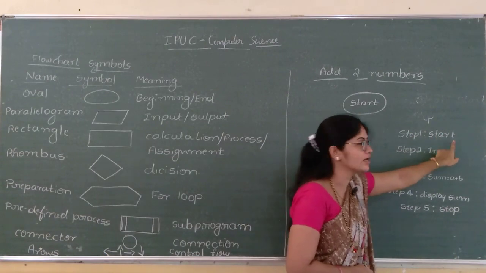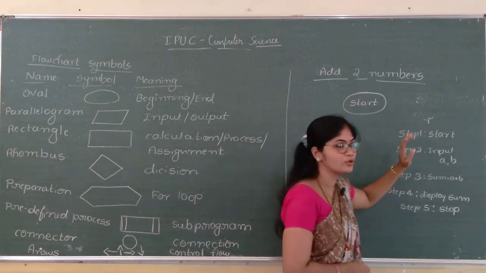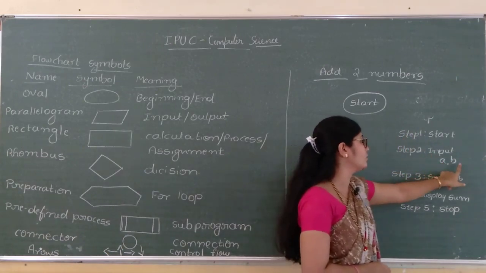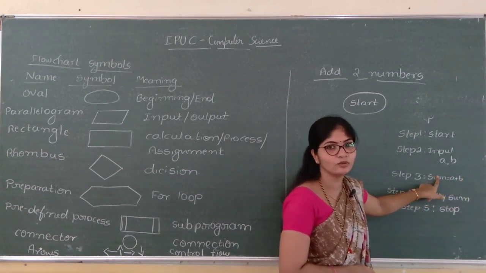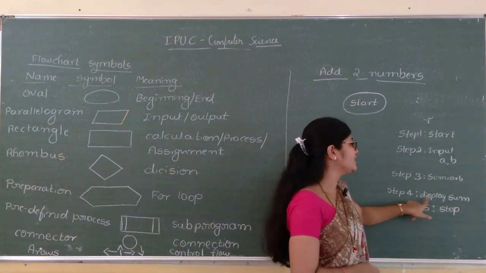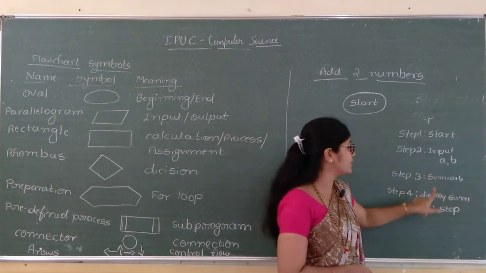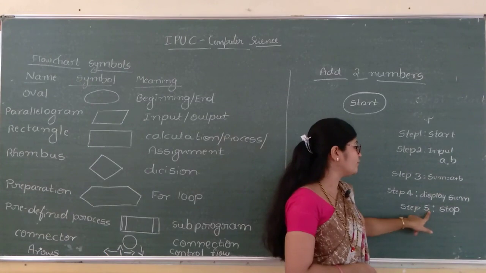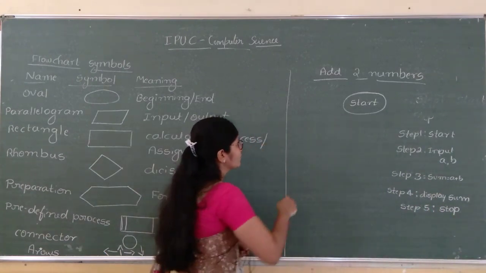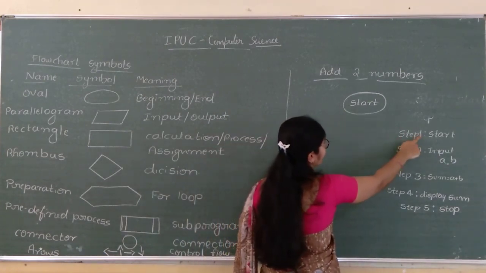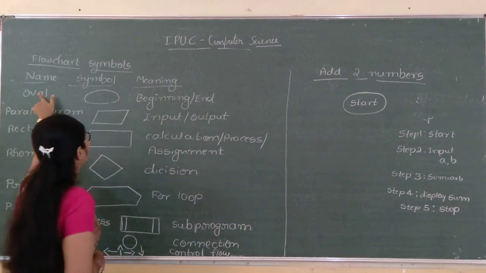Step 1 start, step 2 input a and b. We are going to add two numbers. So, input a comma b. Step 3 sum is equal to a plus b. This is the calculation step. Step 4 display sum. After adding those two numbers, it has to display the result, that is display sum. Step 5 stop, means algorithm must come to an end. First step is start. So, symbol used to denote beginning or end is oval.